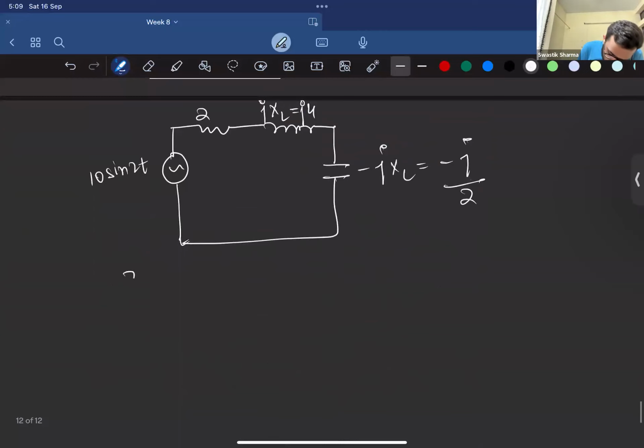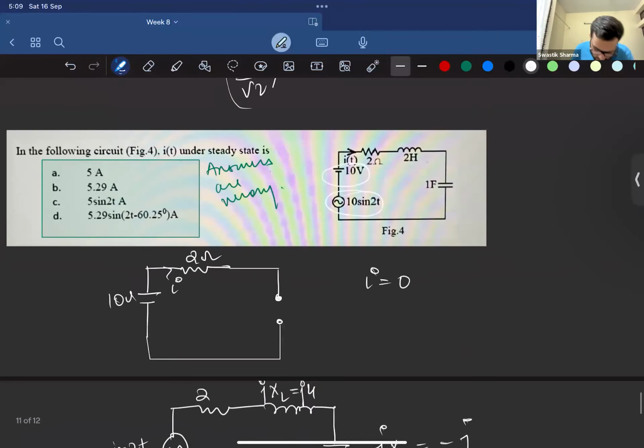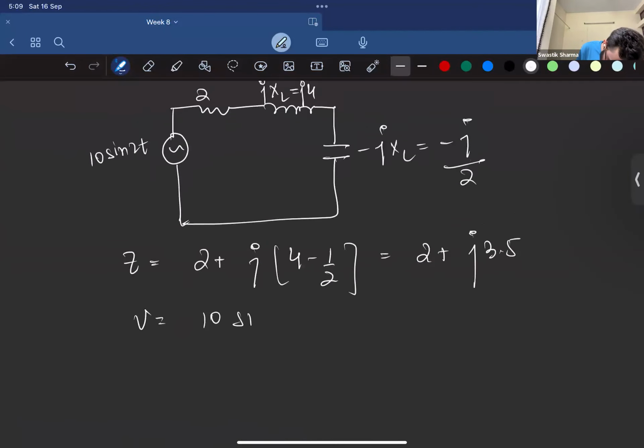Right. So the equivalent impedance is what? 2 plus j times (4 minus 1 by 2), which comes out to be 7 by 2, that is 3.5. So we have Z, and we have voltage as 10 sine 2t, which is nothing but 10 angle 0. If we see 2 plus 3.5j in polar form, it's 4.03 angle 60.25.